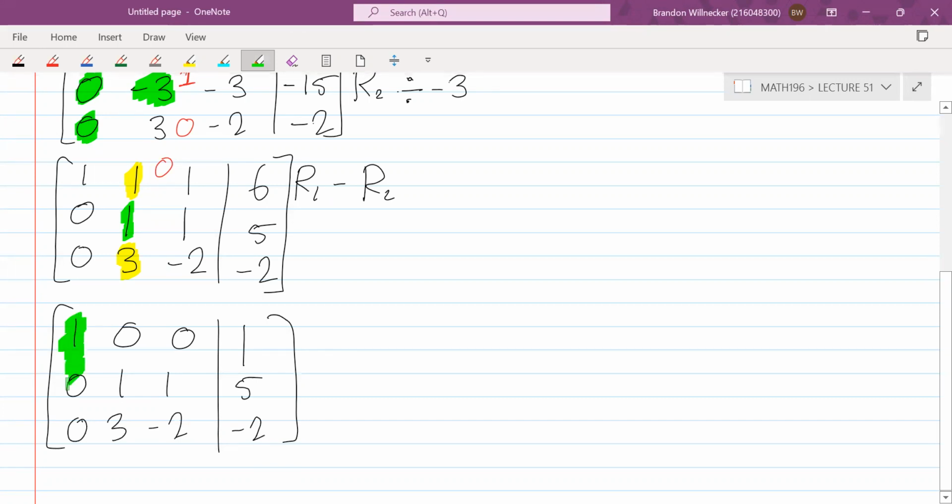Okay, so the first column, that's done. It's 1, 0, 0. We don't need to worry about it anymore. Let's look at the second column. The second row, second column, that's a 1. That's done. The value above is a 0, which is what we want. That's done. We look one below, and that's a 3. Okay, we want this to be a 0. Want that to be a 0 there. So what can we do? We can take row 3 and minus 3 times row 2.